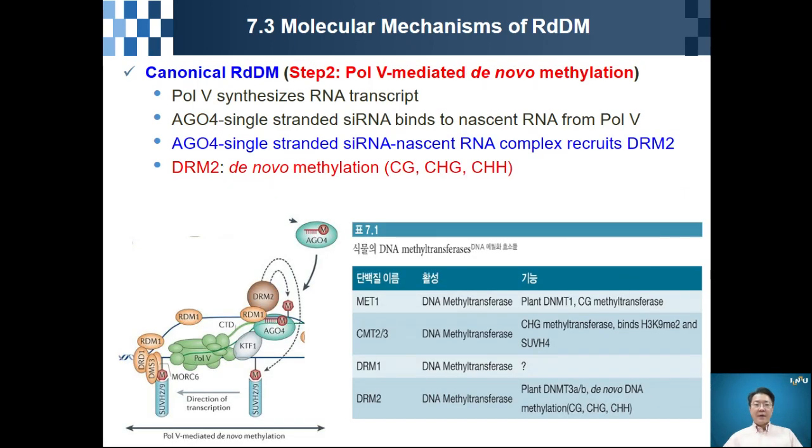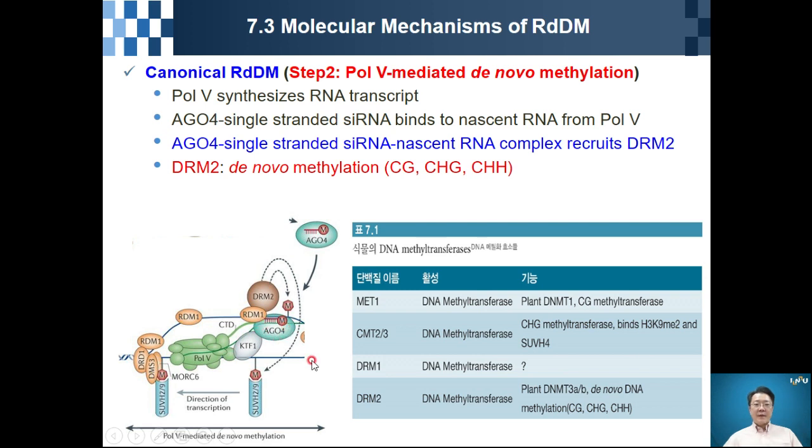So in this step, I will explain the second step in canonical RdDM. We call it RNA polymerase 5 mediated de novo methylation. Initially, RNA polymerase 5 synthesizes the RNA transcript like this.